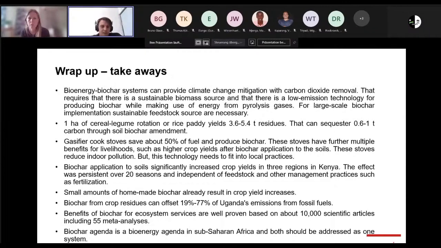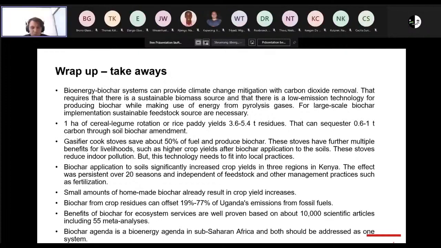Second, we heard that 1 hectare of cereal legume rotation of rice paddy yields between 3.6 to 5.4 tons of residues. That translates into 0.6 to 1 ton of carbon through soil biochar amendment. We heard about gasifier cook stoves that save about 50% of fuel and produce biochar, which can be used as a co-benefit. These stoves have other co-benefits such as reducing indoor pollution, but this technology needs to fit into local practices.